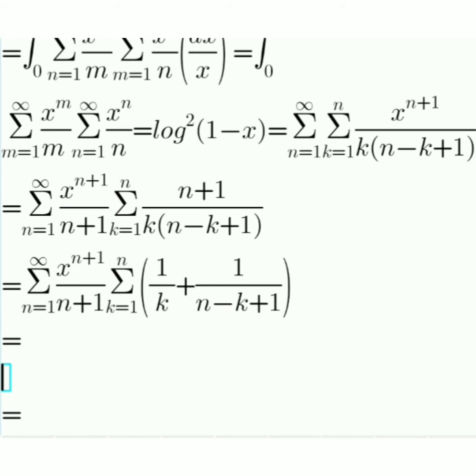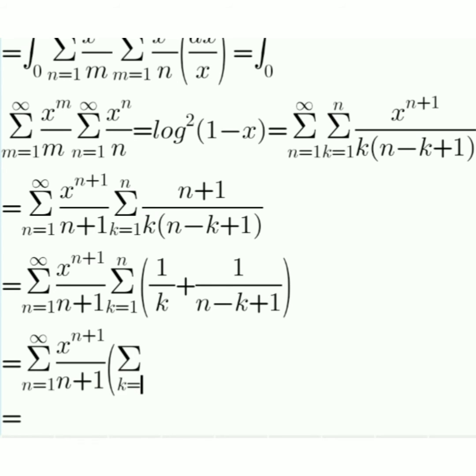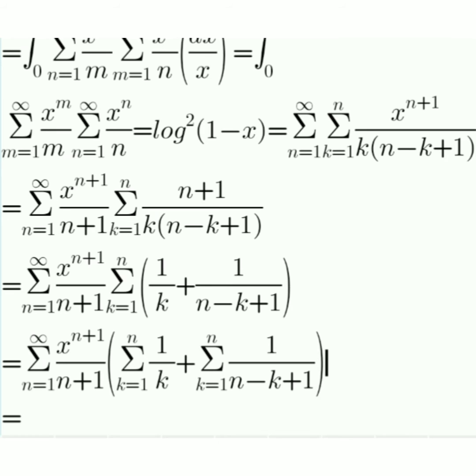And now it is very simple. Now we see that it is summation n equals 1 to infinity, x to the power n plus 1 divided by n plus 1, and it can be written k equals 1 to n, 1 by k, plus summation k equals 1 to n, 1 divided by n minus k plus 1.